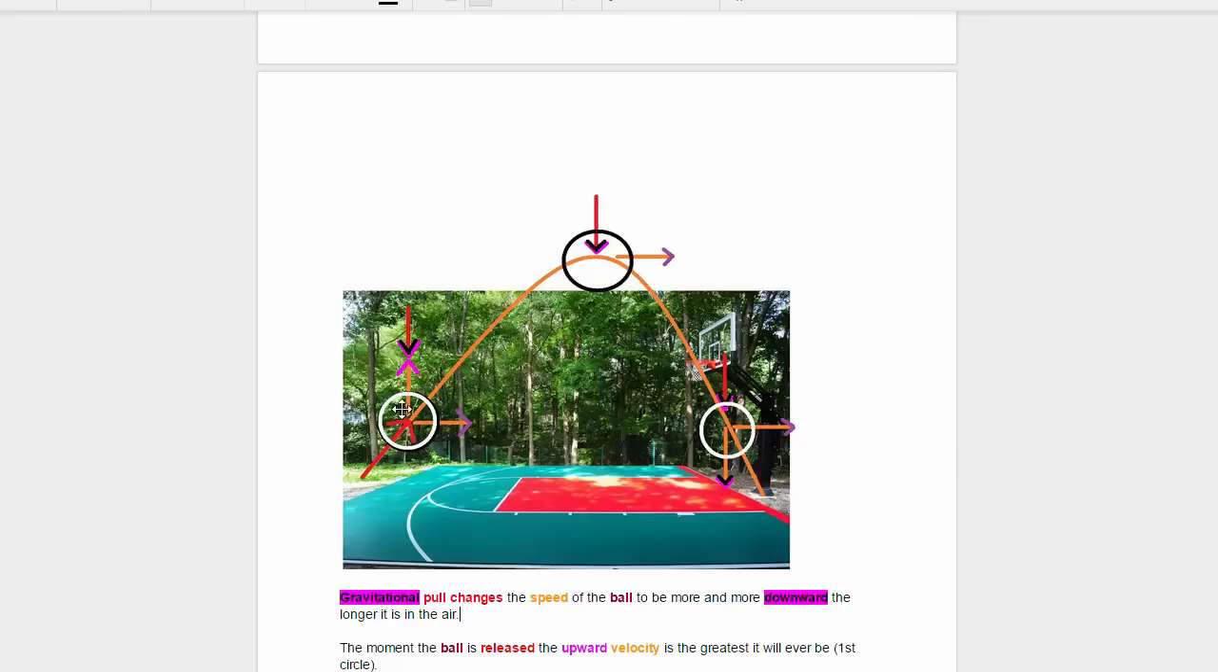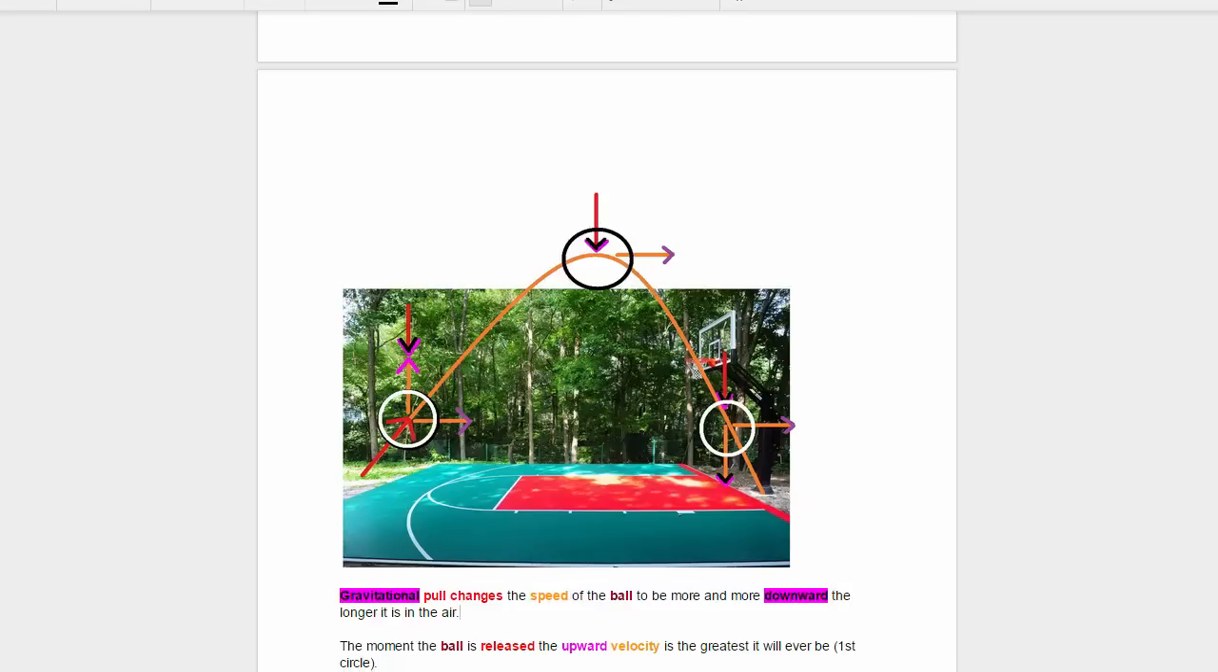So in order to hit shots, we might need to shoot really high in the air, and we're going to be going into that more in depth later.